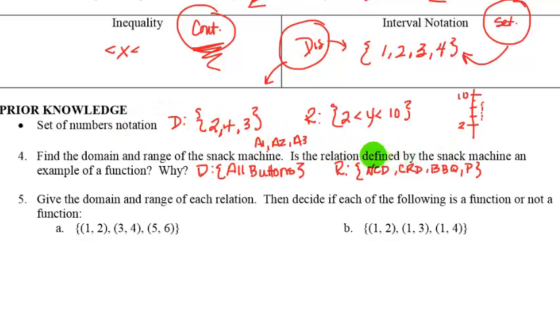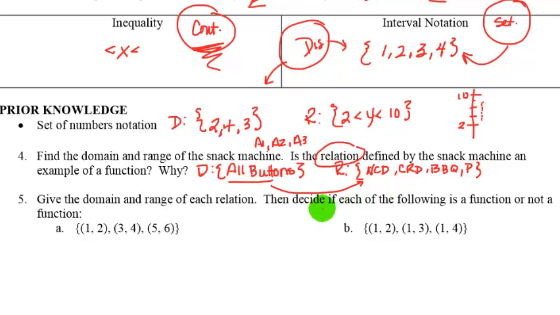Now we've got to decide, is the relation that we were talking about there, I think we already hinted it was a function, is that defined by the snack machine an example of a function? Well, it is. And to tell you why, let's look back to that bad vending machine. If I enter any combination of these buttons, it should go to whatever I pick. I see it in the glass. I should get that exact snack out. And our vending machine did that.